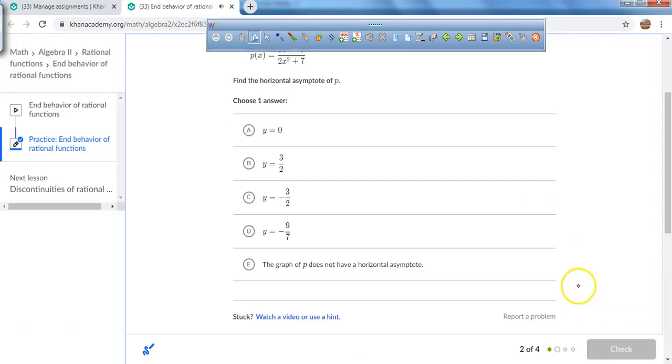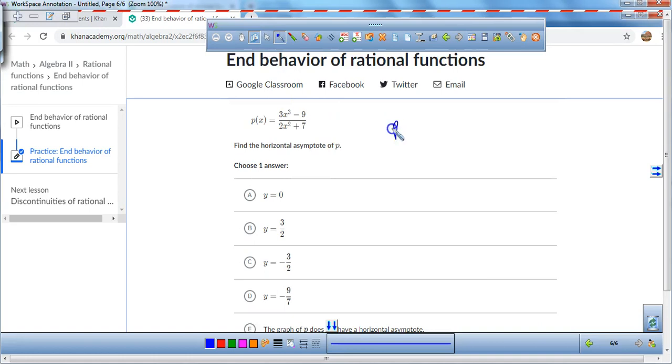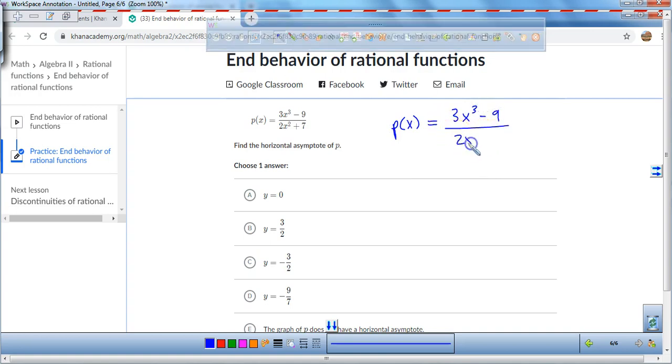All right, next one. It says find the horizontal asymptote of P. This one is a great example for you to write down. P of x equals (3x cubed minus 9) all over (2x squared plus 7). Now look at this degree. That's a 3. That's a 2.